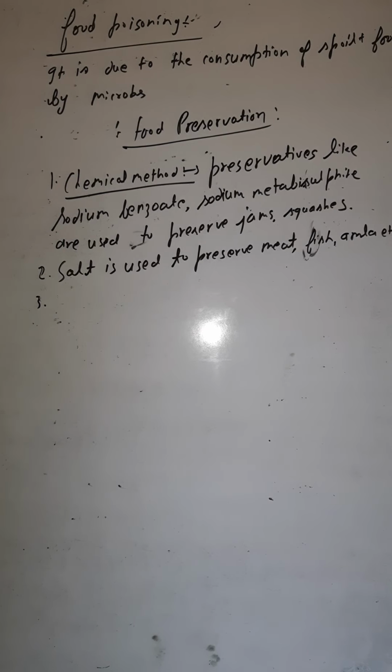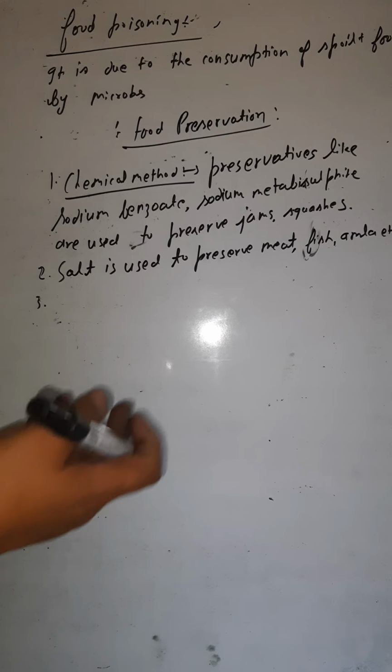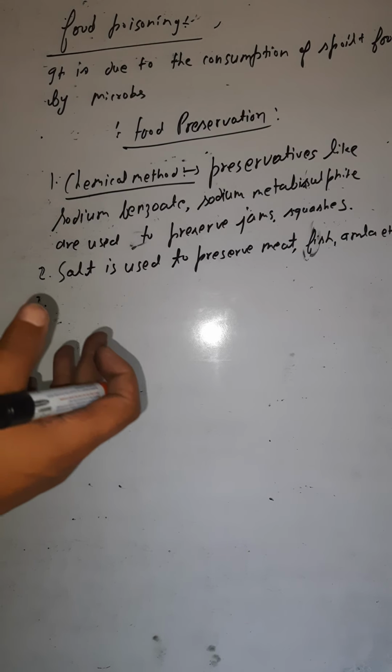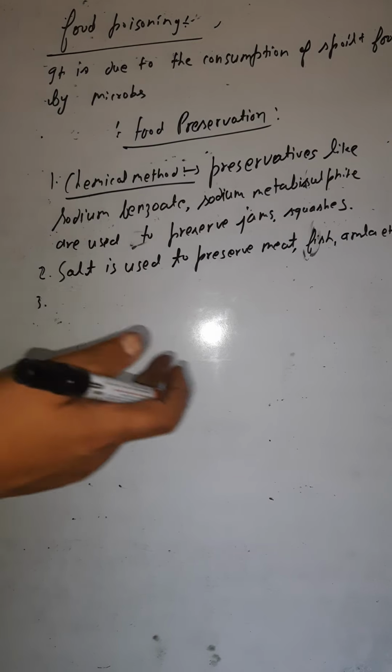Now one more is there, that is sugar, which is also used as a preservative. Salt is also a preservative. Now one more preservative that we use at home is sugar. Basically, sugar reduces the moisture in the food, and due to this it inhibits the growth of bacteria. So we are using sugar for that also.